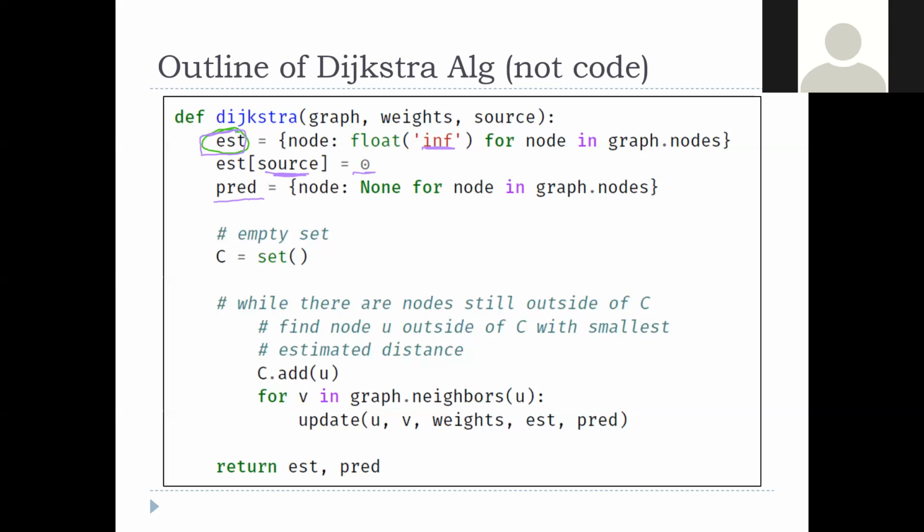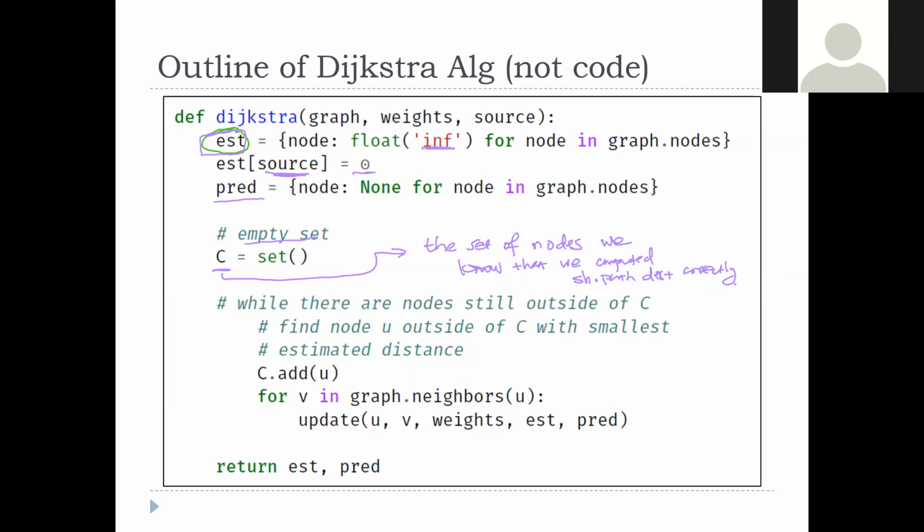Now, C is going to represent the set of nodes we explored, for which we know we computed the shortest path distance correctly. So C is the set that we already visited, and I know that they got their shortest path distance. At the beginning, C is empty, because we don't yet know anything.